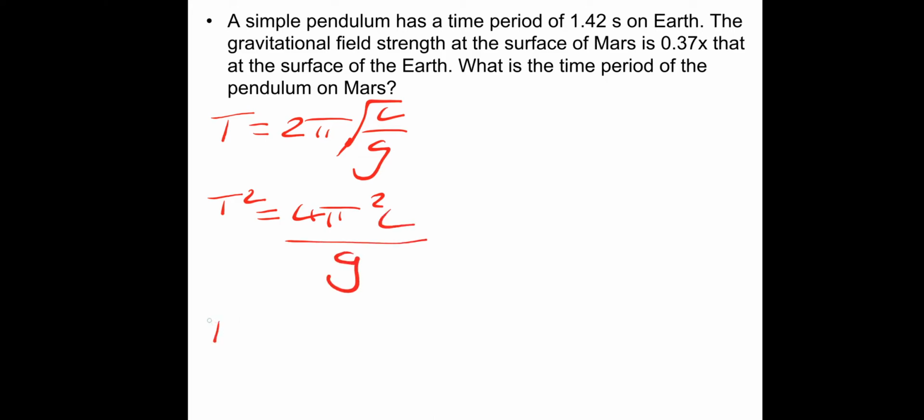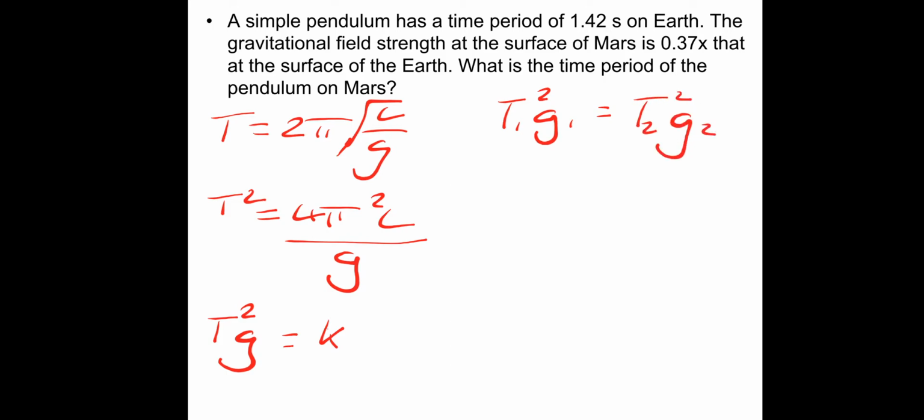And what I can see is that time period squared multiplied by gravitational field strength is equal to 4 pi squared L, which is just a constant. It's the same in both scenarios. So 4 pi squared L is equal to a constant. So what we can do is take T squared g on Earth and make it equal to T squared g on Mars. So T1 squared g1 equals T2 squared g2.